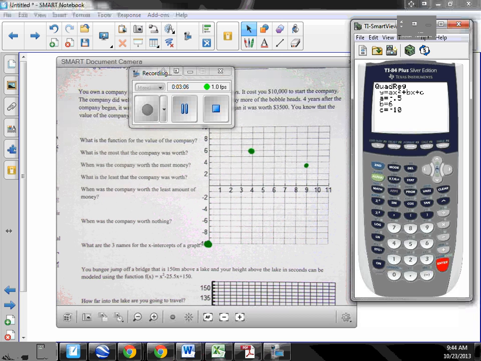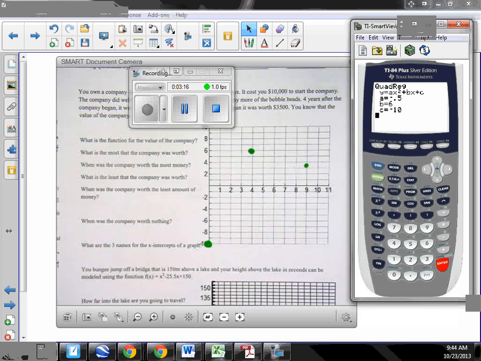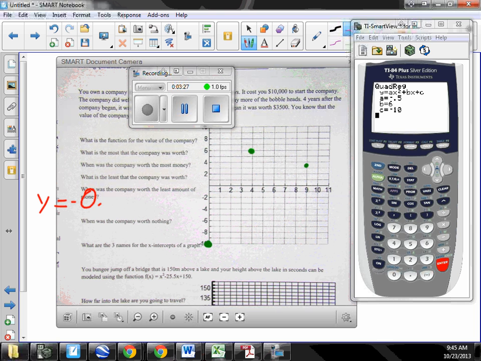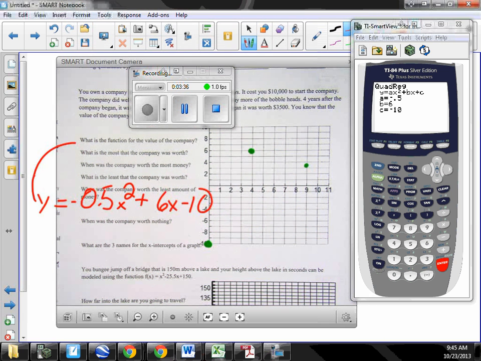So your numbers must be wrong. -10. So what is the quadratic equation here? Y equals -0.5x squared plus 6x minus 10. So that's the answer to the first question. What is the function for the value of the company?